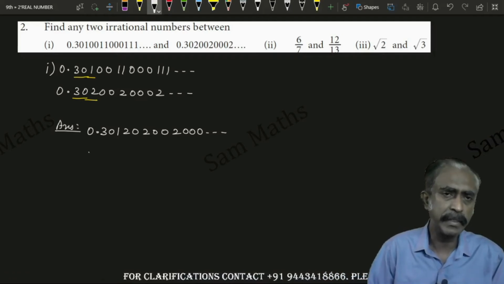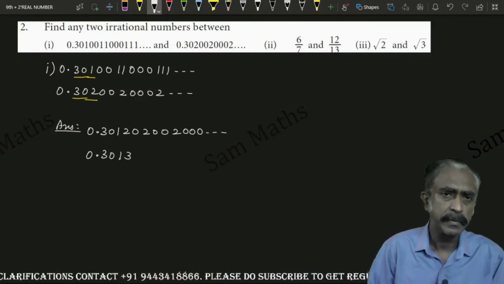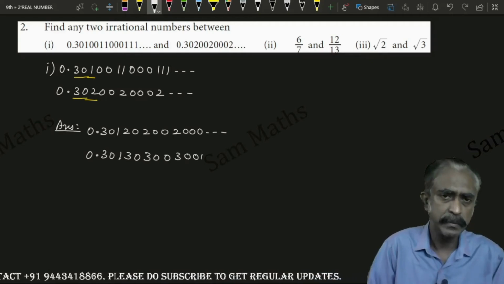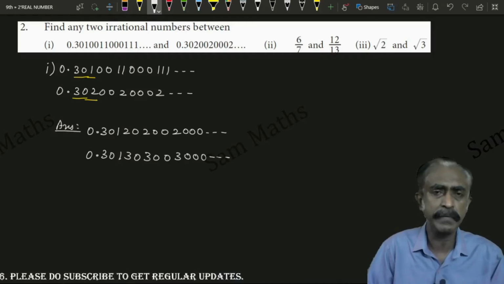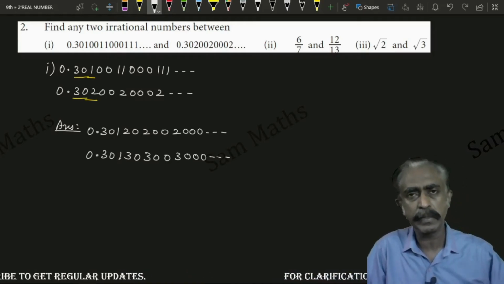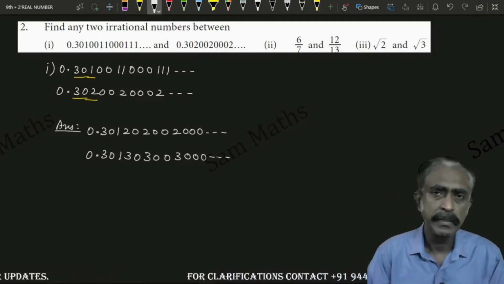Next one I am writing 0.301 303 003 000 etc. Like this we can write plenty of irrational numbers between the given two irrational numbers. Clear, children? Now we can go for the second one.